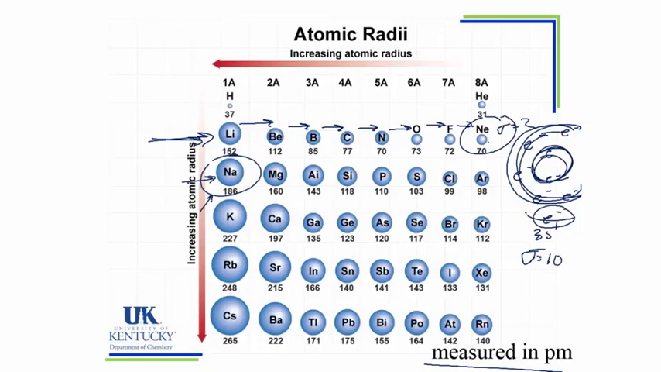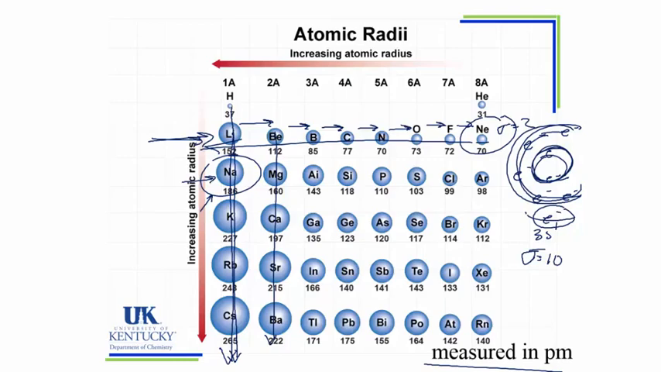larger. So the trend down a group is that it will increase in size because you're putting it out into the next available shell and increasing the amount of shielding. So every one of those, without exception, is going to increase in size as you go down. So increasing size from right to left and from top to bottom on the periodic table.